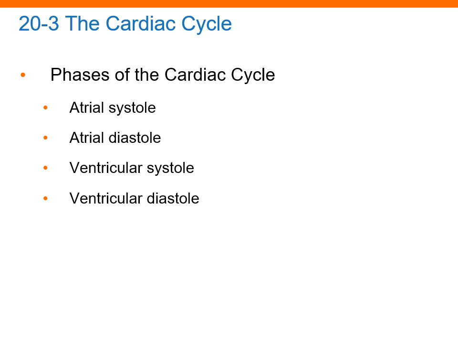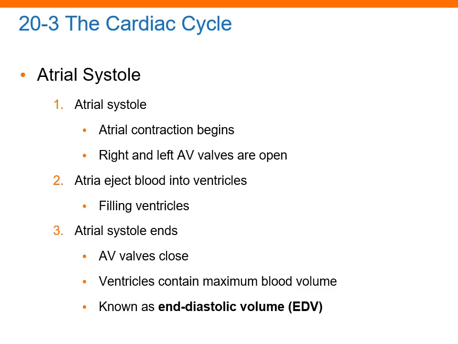So all the phases of the cardiac cycle together are atrial systole, atrial diastole, ventricular systole, and ventricular diastole. Again, this is just a little bit of a review with some new terminology. Atrial systole means atrial contraction begins. The right and left AV valves are open. Atria eject blood into the ventricles, filling them. Atrial systole ends. The AV valves close. Ventricles contain the maximum blood volume at the very end of atrial systole, and that's called the end diastolic volume. And that hopefully makes a lot of sense because it's self-explanatory.